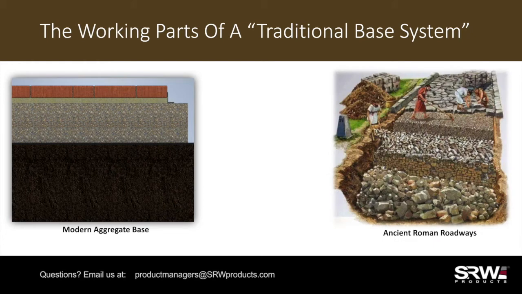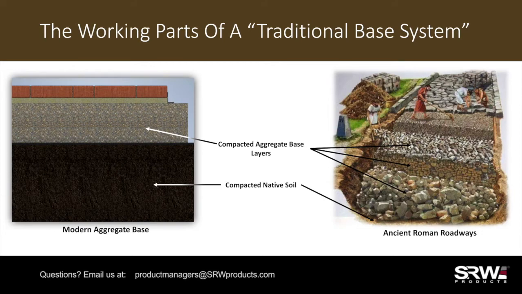To show the influence the Romans had over how we build our paver projects today, let's look at the two systems side by side. On the bottom you have the compacted native soil, followed by the compacted and interlocked layers of aggregates. On top of the aggregate, we have a finer mix of sand or crushed aggregates to form a bedding layer.